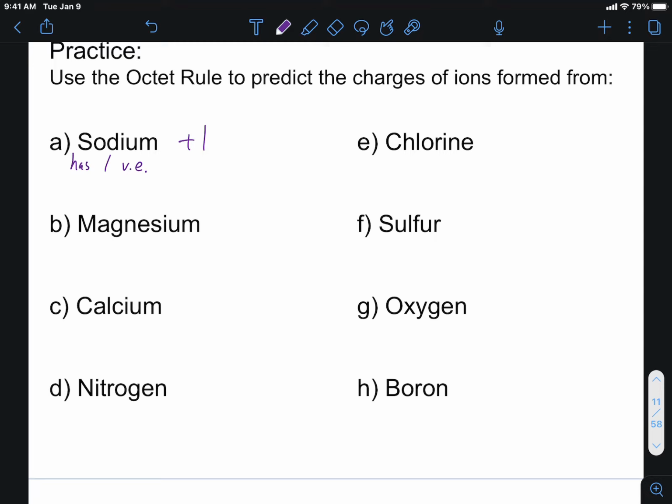Magnesium. How many valence electrons does magnesium have? Yeah. It has 2 valence electrons. Same story. It's got a low effective nuclear charge, a low electronegativity. It's a metal. If the choices would be to gain 6 or lose 2, it's not gaining 6 electrons. The only thing it can do is lose 2. So its charge would be +2 when it bonds.